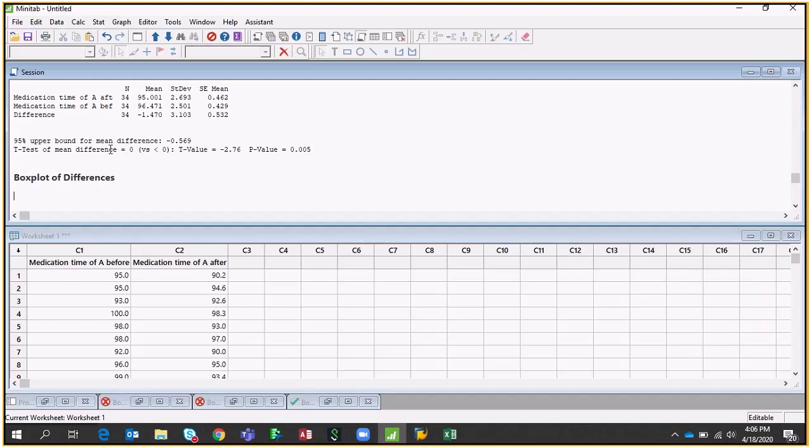If you are rejecting the null hypothesis, you will go with the alternative hypothesis and you will say yes, the medication time of A after minus before is less than 0, which means the after medication time is less than the medication time before, and yes, my medicine is working well. It has improved the medication time, right?